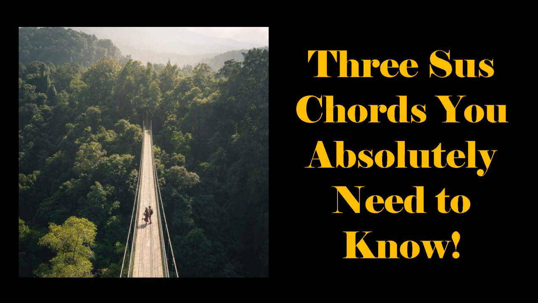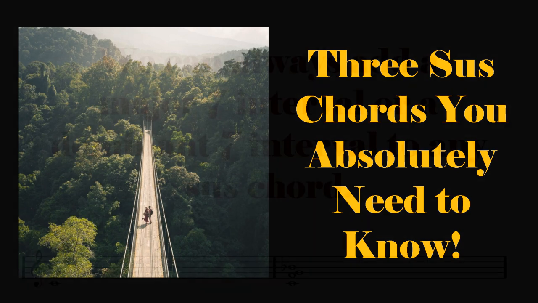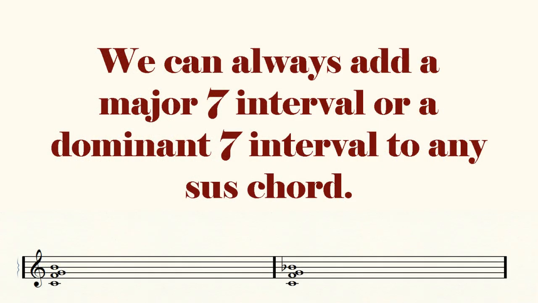These three sus chords, the sus4, sus2, and double sus, can be combined in more complicated chords. For instance, any of these sus chords can be combined with an alteration of the dominant 7th chord or the major 7 chord. But in this case, we are simply adding some kind of 7th degree to the sus chords we already have.